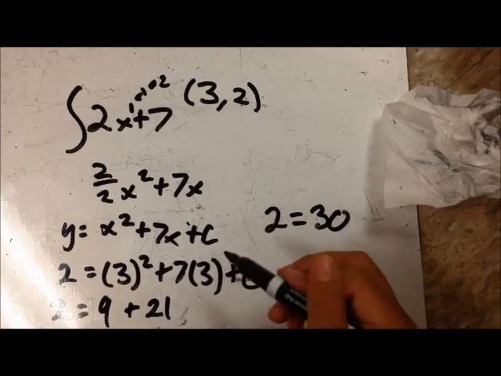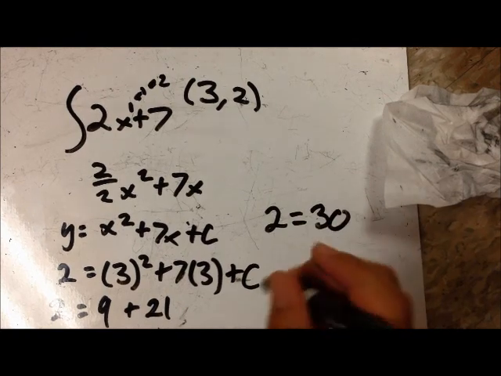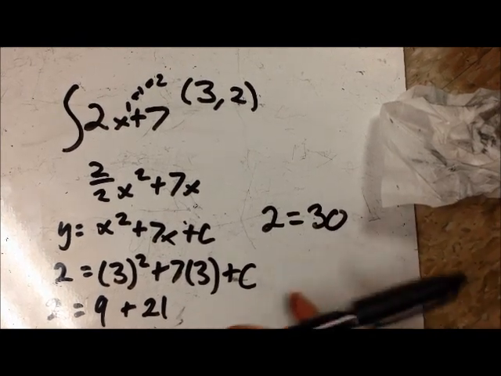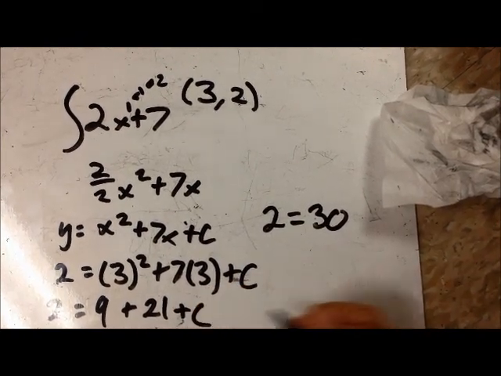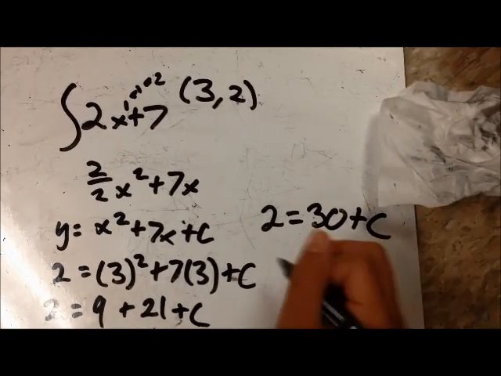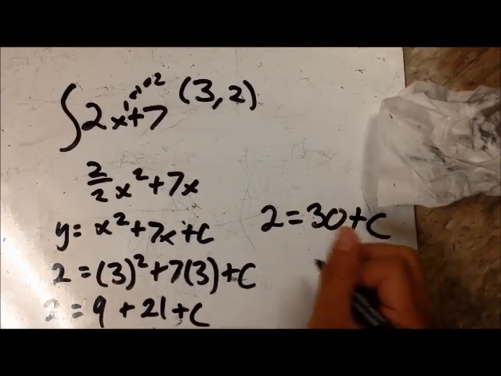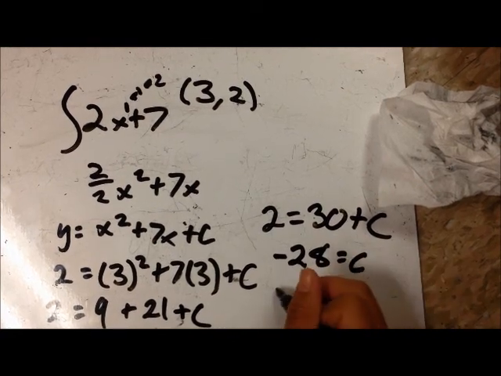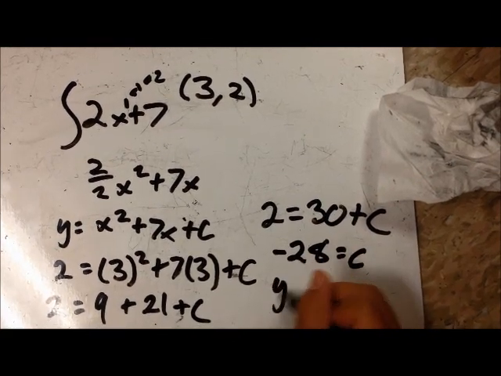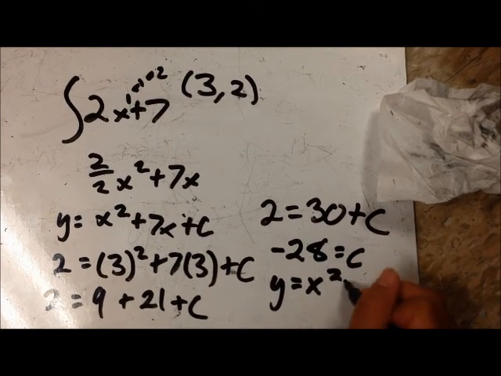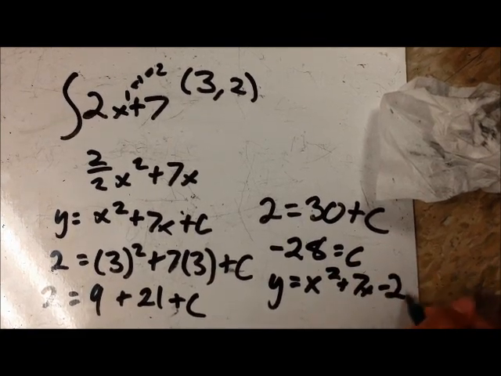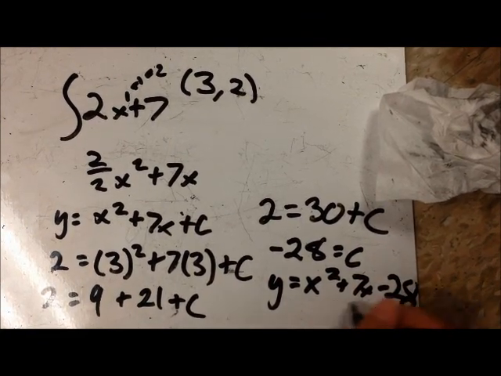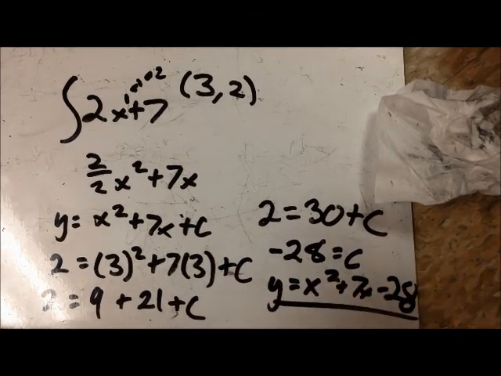Okay, don't forget your plus C. See, that's a really important thing to note, is everyone forgets plus C, and you don't ever want to forget plus C. So always remember plus C, because it'll save your life one day. So this is negative 28 equals C. So then our equation is y equals x squared plus 7x minus 28. Okay? And that's how to solve for C.